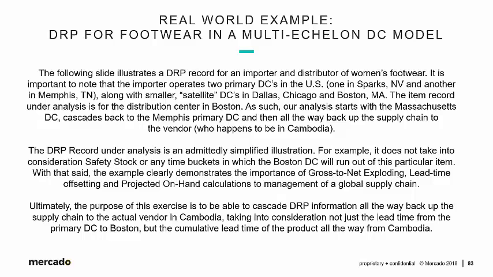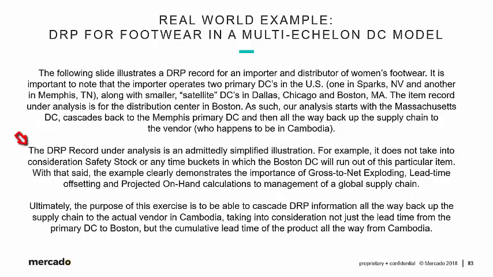The item record under analysis, looking at a specific item, a specific model of footwear, is for the distribution center in Boston. As such, our analysis starts with the Massachusetts DC, cascades back to the Memphis primary DC, where the Boston satellite is going to receive its goods, but then from the Memphis primary DC, the demand signals have to go all the way back up the supply chain to the vendor, who happens to be in Cambodia.